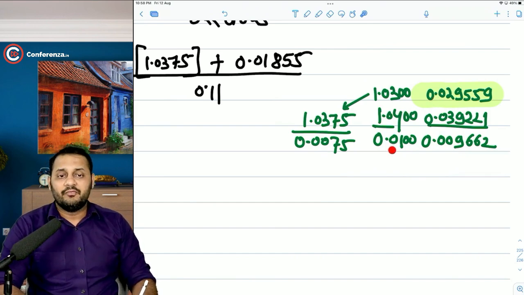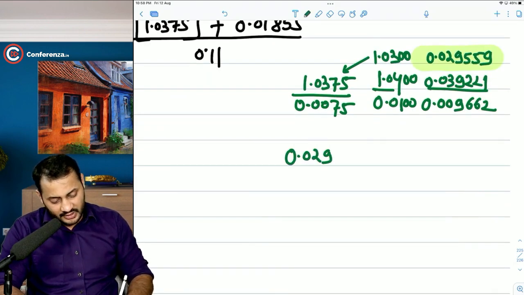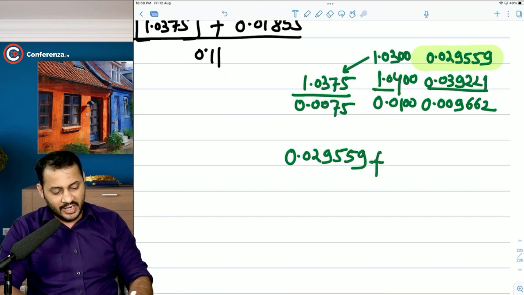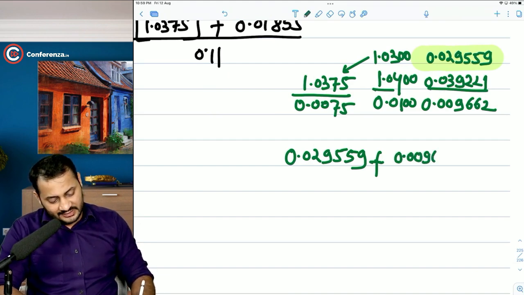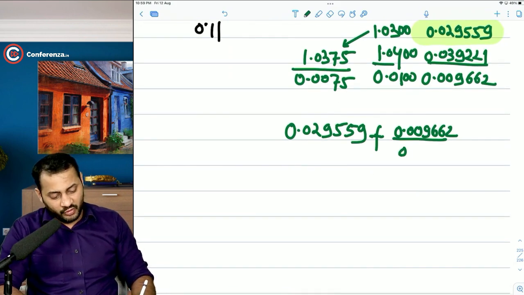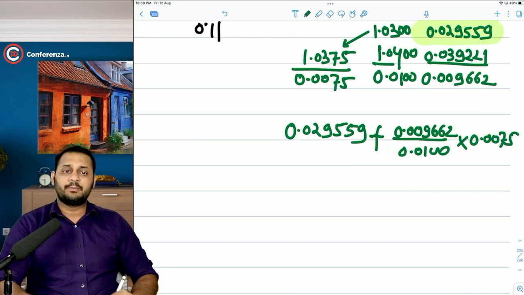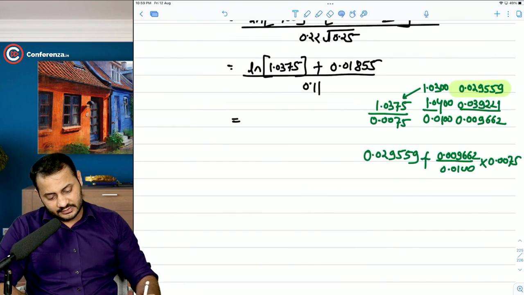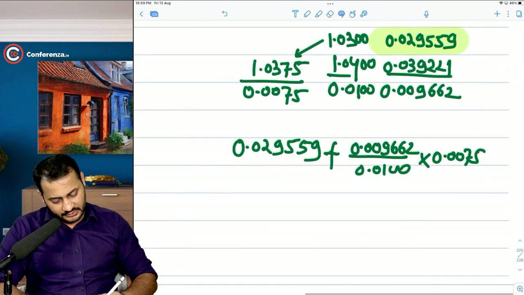Again repeating. If you add 100 steps in 1.03, you add this much value in the base value. But if you just move 75 steps ahead in 1.03, then how much value is to be added in the base? So you will start with the base value, which is 0.029559. Since you have to add, because from 0.02 to 0.03 you can clearly see that we are adding, plus 0.009662 is the increment in the value for 100 steps. Then how much will be the increment in the base value for 75 steps? This is called interpolation. So this is what you have to remember. Okay, let's find out.